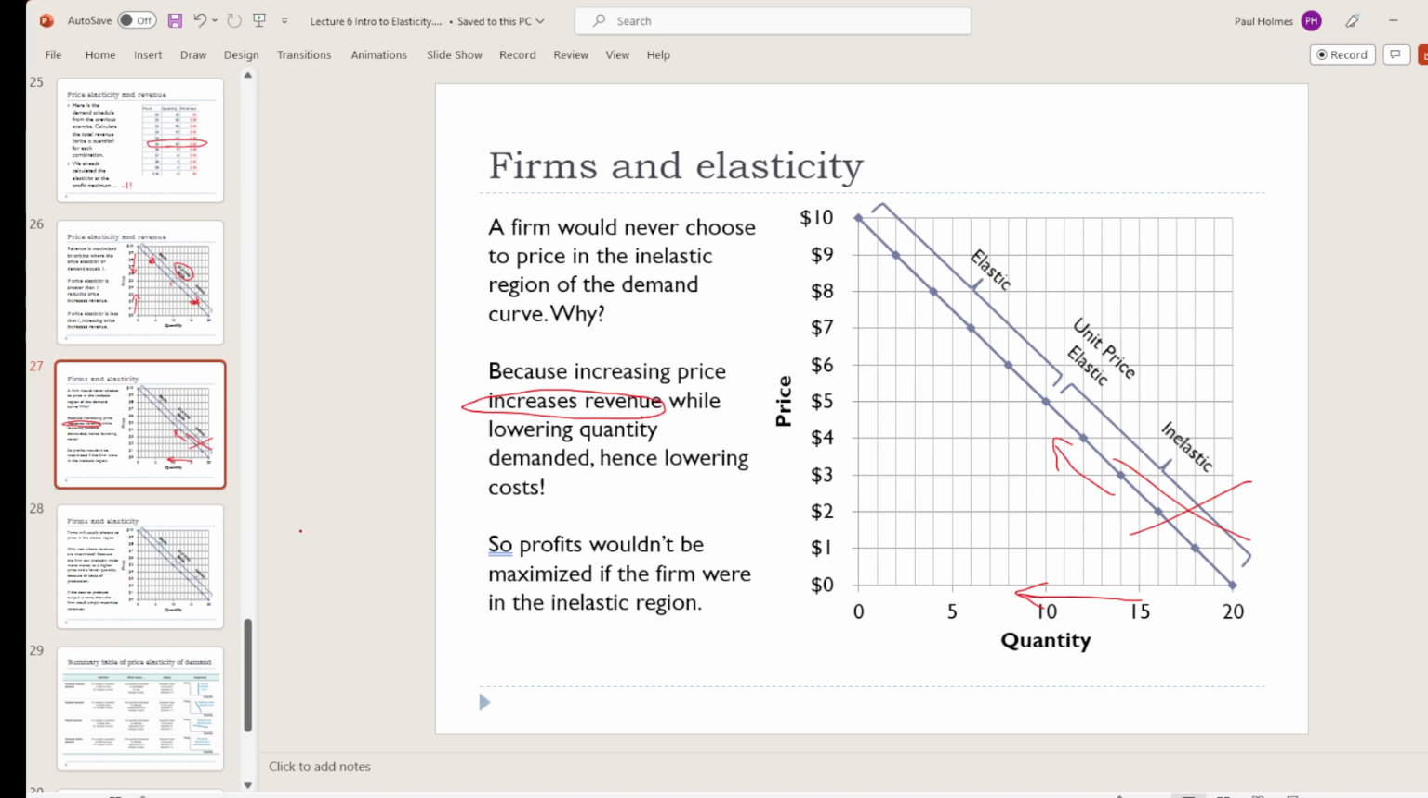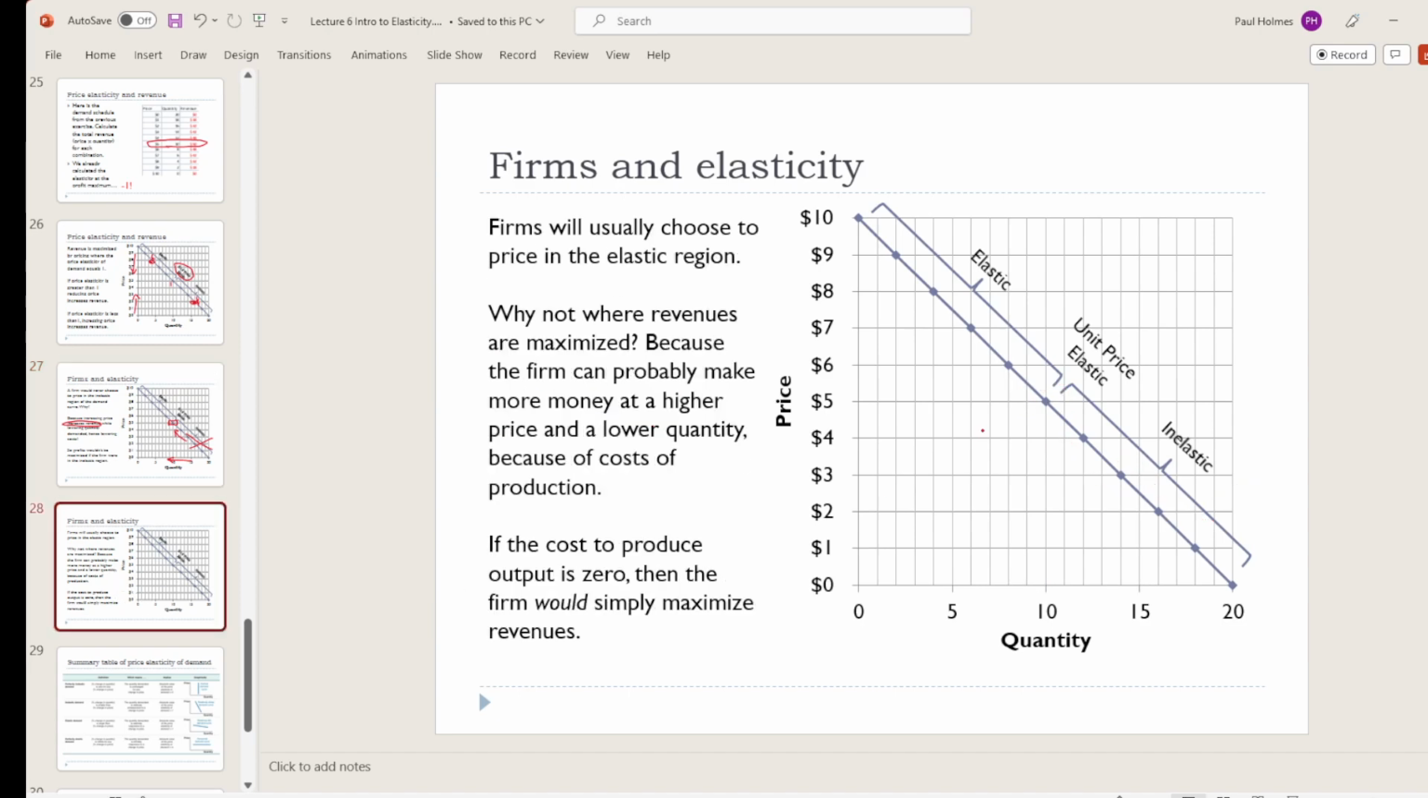Now, it might seem to you that that would mean that firms would choose to price right here, but that's actually not that common. Most firms will actually choose to price somewhere up here in this elastic region. And to think about why, think about what happens if you do price right here. The revenue is not changing very much around here as we change our price.